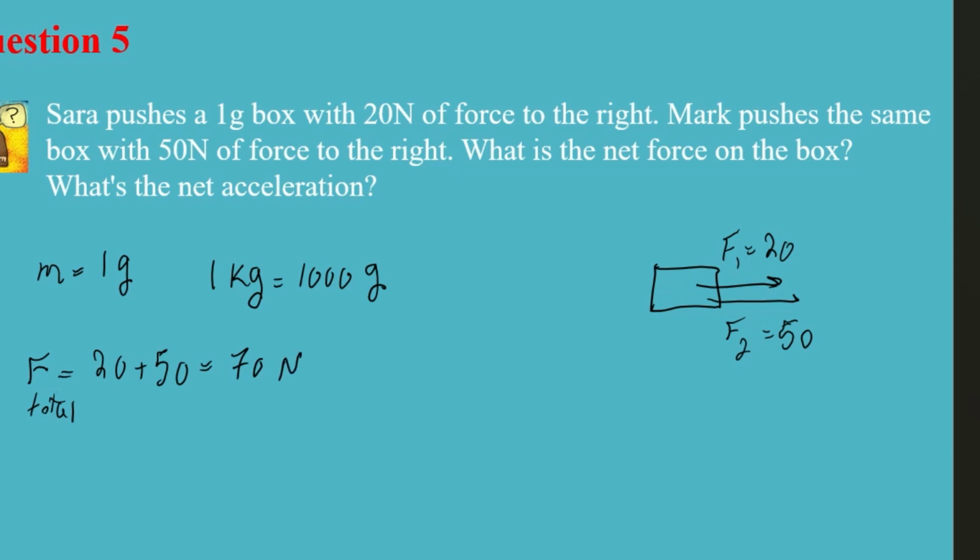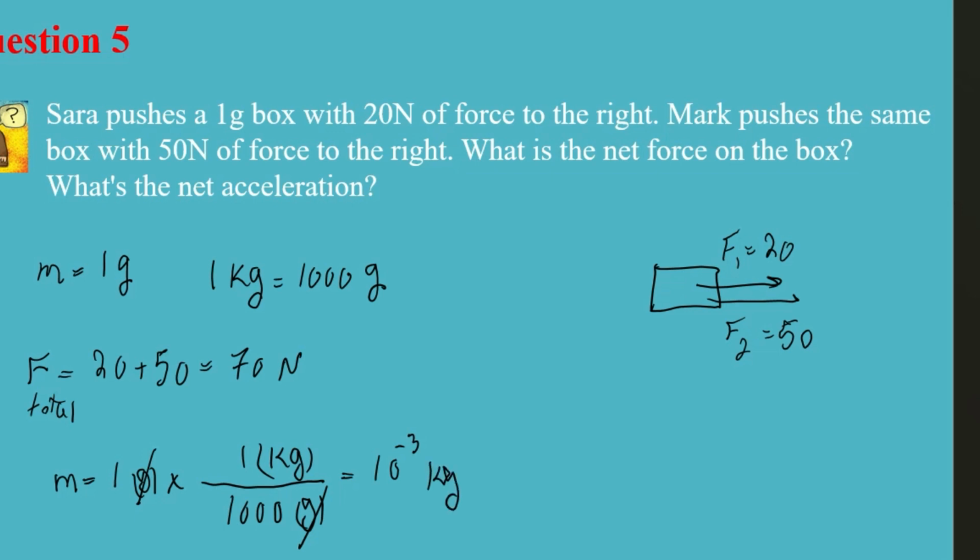Now I need to convert the mass. My mass here is 1 gram times 1 kilogram over 1,000 grams. So the grams unit cancels out, and my mass here is 10 to the minus third kilograms. If you don't know how to do this conversion, I already made a couple of videos about the concept, and I also solved a couple of examples. I'm going to put the link below and also on top. Feel free to watch them.